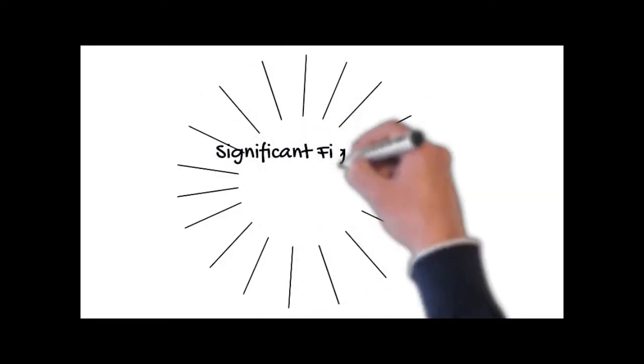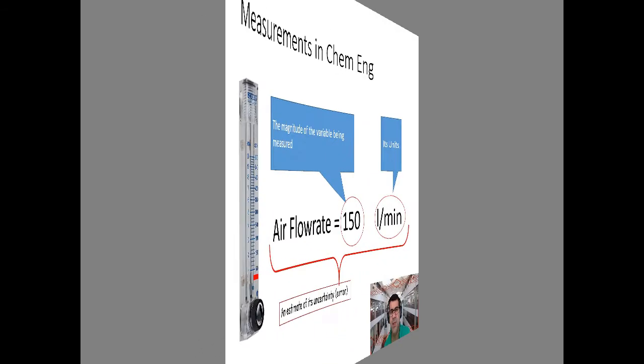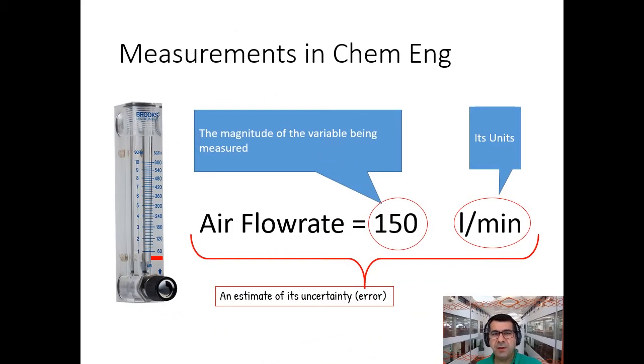Significant figures and uncertainty. In chemical processes, we often need to measure variables such as flow rate of a stream, temperature, pressure, time, volume, mass, etc. Responsible scientists and engineers agree that a measurement should include three pieces of information.